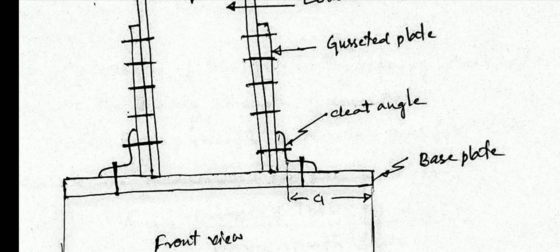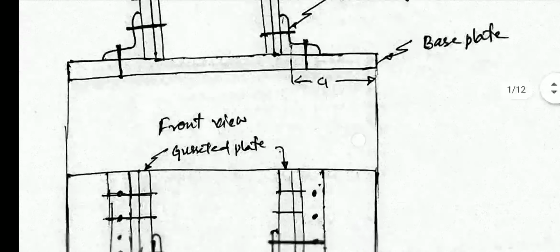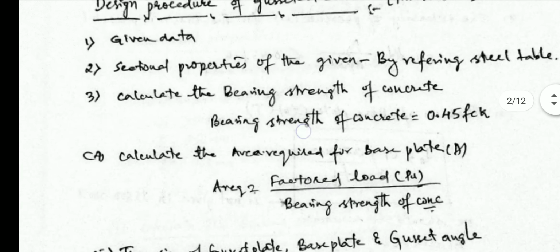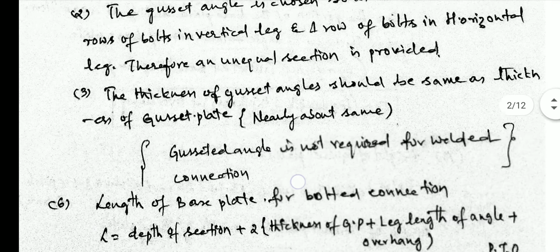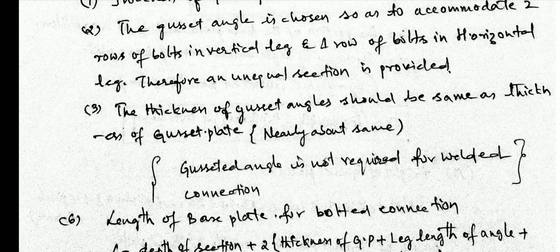But experience says we can't provide only one bolt because it is carrying heavy loads. So the leg connected with the gusseted plate and the I section should have a minimum of 2 bolts. That's why we always have to use unequal angle sections here. You will clearly understand this when you go to the problem.